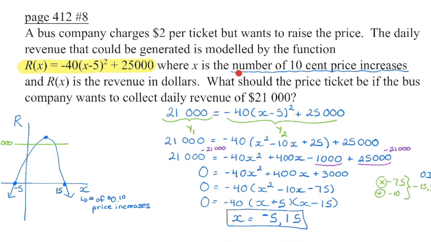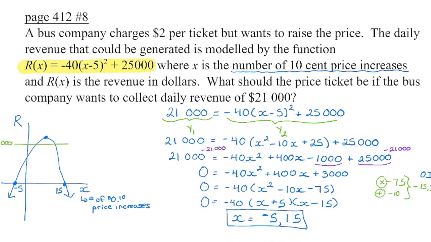I labeled negative 5 and 15 on my x-axis, and then I also went back to the question and said, x is the number of 10-cent price increases. So then I just filled this in. So this represents the number of 10-cent price increases. So basically, we're going to collect a revenue of $21,000 if we have 15 price increases, each of 10 cents, or if we have negative 5 increases of 10 cents each. So basically, negative 5 is going to be a decrease of 5 times 10 cents, which is 50 cents.